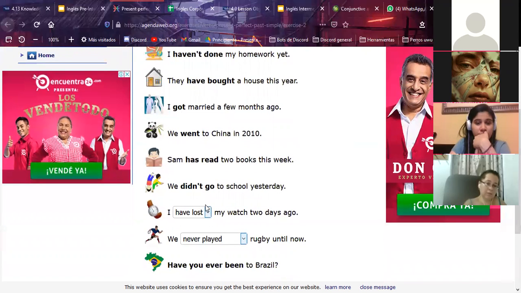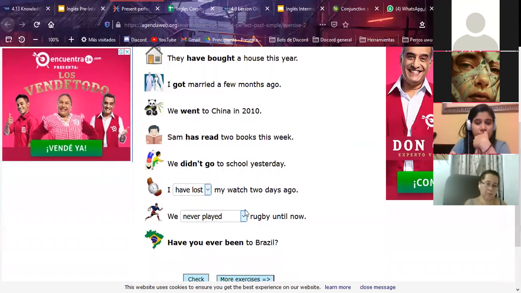Okay, here are the other ones. So this one, it was different. These are the ones that were not correct. Okay. So in this case, it's going to be have never played. Yeah, we have never played because it's a period, it's something that it didn't start in the past, but it's an action that it was true for a period of time. And right now probably it's going to change, right? And this one was lost or have lost, I don't remember, but it's the other one. Okay.